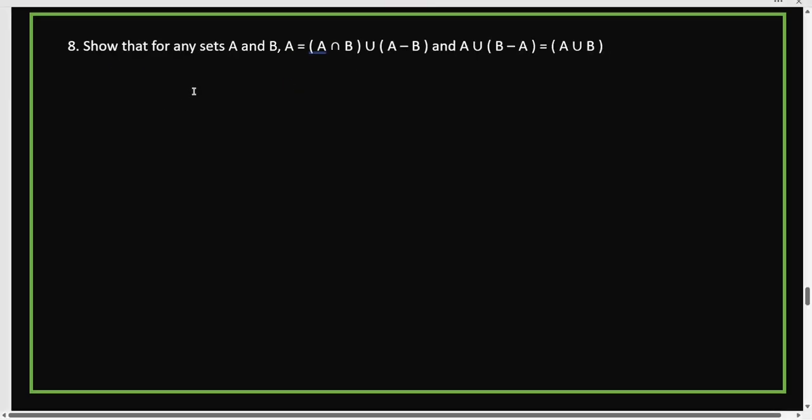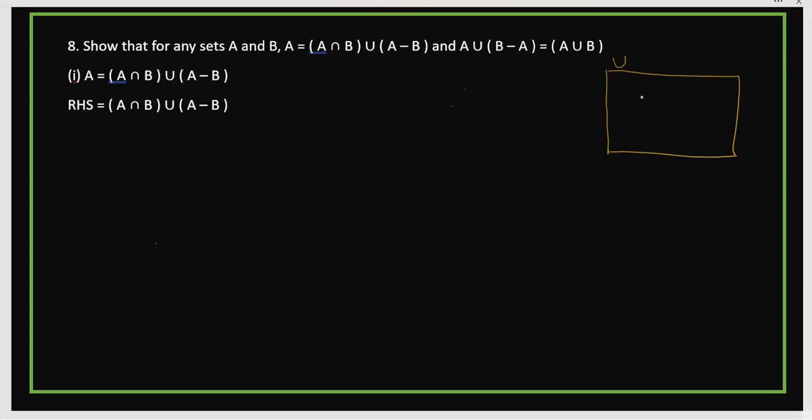The next question is, show that for any sets A and B, A equals A intersection B union A minus B, and A union B minus A equals A union B. The first one is A equals A intersection B union A minus B. Let the RHS be this. Before proceeding with the proof, I will show 3 important results. Understand them; they are very useful, and remember them. Know how to prove them also.